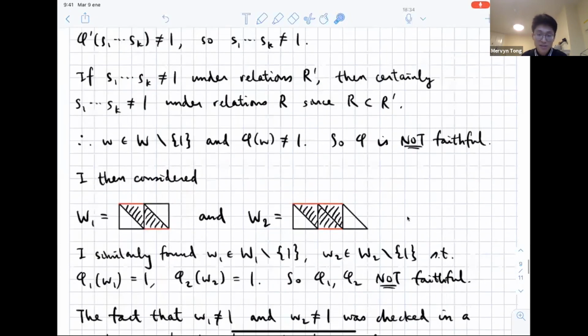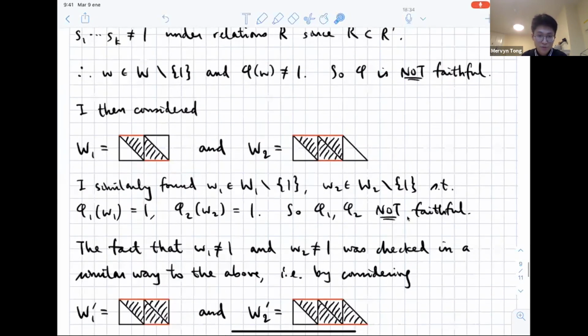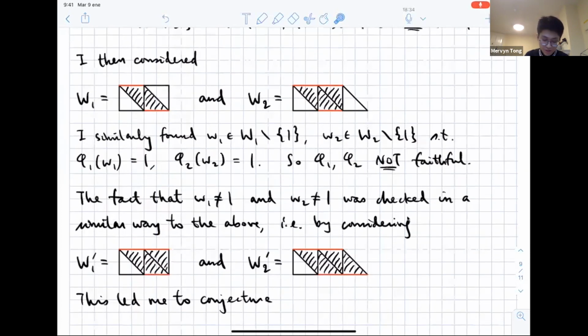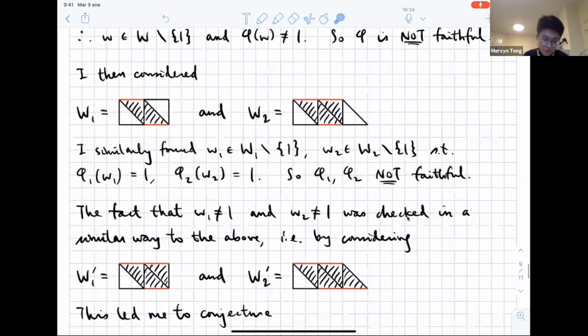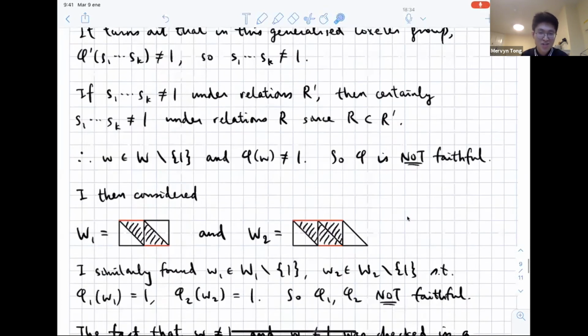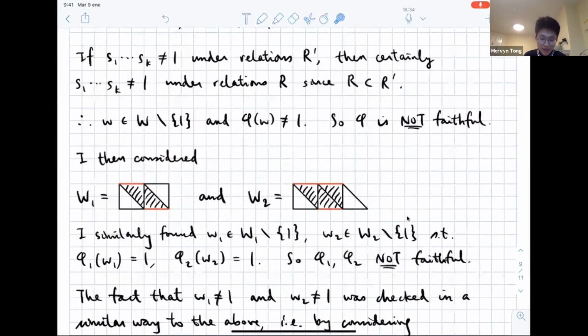I then considered these extra groups, which just consist of, because for this group, it was 2 unshaded triangles sandwiching the shaded triangles. So I thought maybe I should add more shaded triangles between the unshaded triangles and see what happens. And similarly, with these choices of special edges, it turns out that there is also a non-trivial element that's sent to the identity matrix under these canonical representations. So once again, these are not faithful.